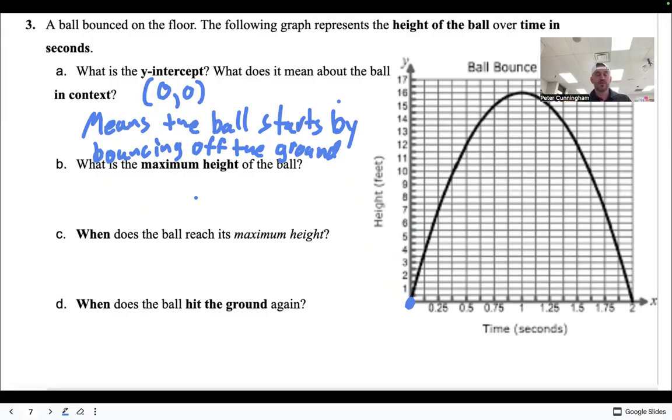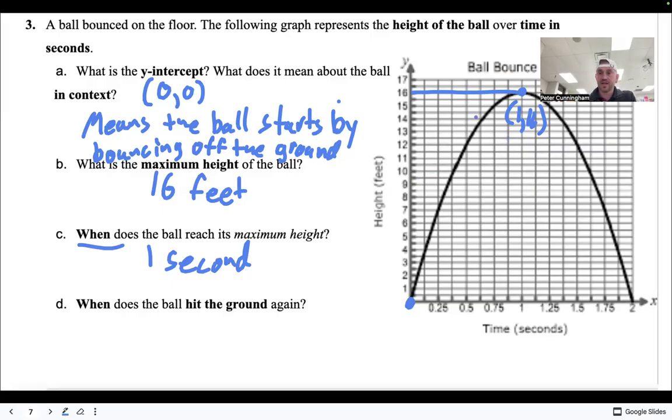All right, the maximum height of the ball. This is where you can just look at your graph, see that your maximum height is happening at 16 feet. How did I find that? I'm using my vertex here. My vertex is 1, 16. That would be when it's happened in 1 second. So that 1, 16 means that in 1 second, it will be 16 feet off the ground.